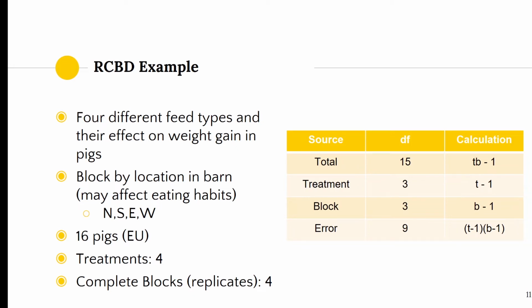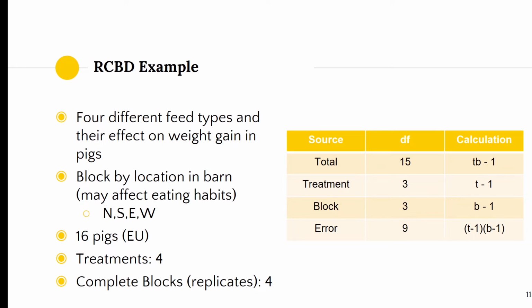And in each replicate, or in each block, north, south, east, and west, we're going to have 4 pigs, and each pig is going to have one of those 4 treatments applied. So looking at our degrees of freedom partitioning across our sources of variation, our total degrees of freedom here is equal to 15. It's basically the number of treatments times the number of blocks minus 1, which is the same as saying the number of experimental units minus 1, which is 15.